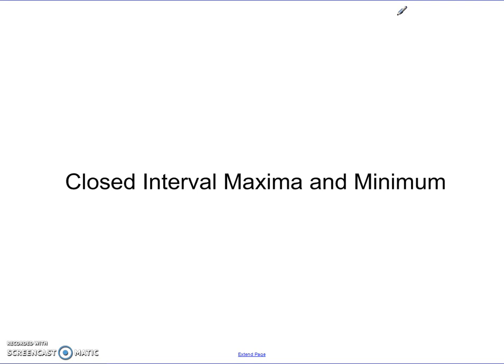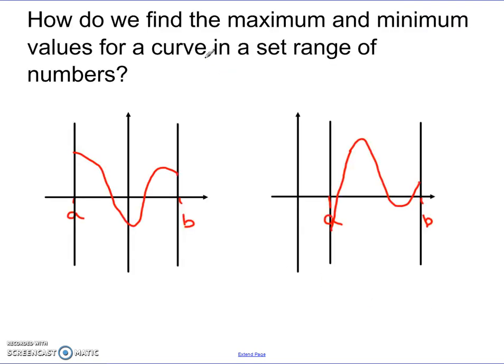What we're going to look at here is, imagine we close off the interval the graph exists on. We're going to limit its values, so we're going to say it only exists between a and b. What we're going to determine is how we can get the maximum and minimum value of the curve within that set region. How do we find the maximum and minimum values for a curve in a set range of numbers, i.e. where it only exists between a set number of values?